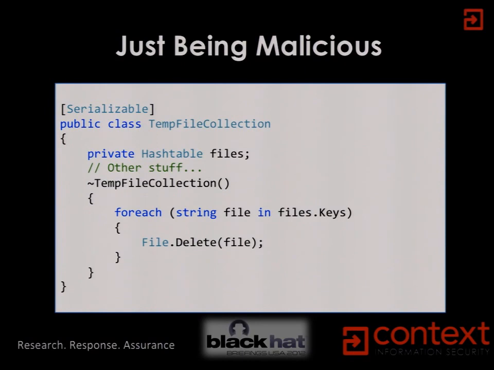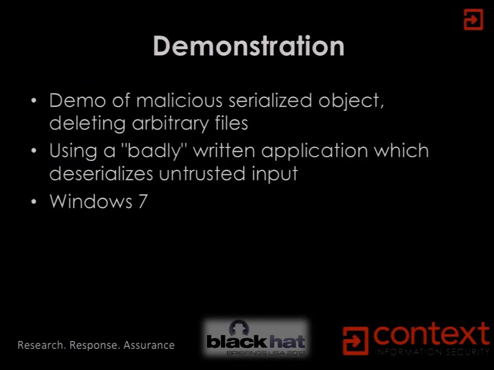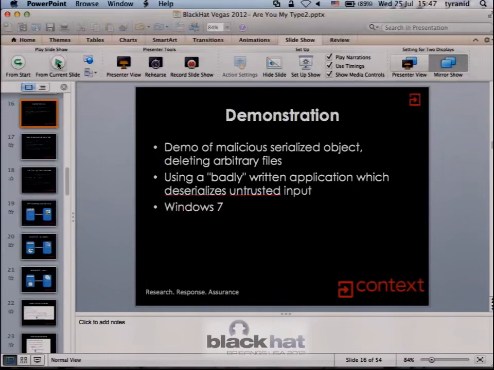Now, this implements a finalizer, and what the finalizer does is basically just walk through this list of files and delete them. So if an attacker can serialize a list of files in there and hand it to you, then when that object goes away, it's going to start deleting arbitrary files on your file system, even though you haven't actually interacted with the object at all. So I'm just going to do a demonstration, hopefully, assuming this works.